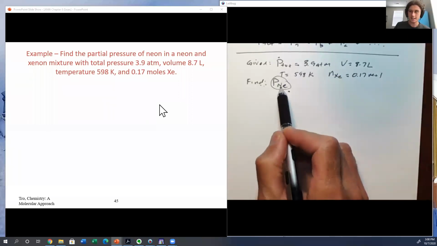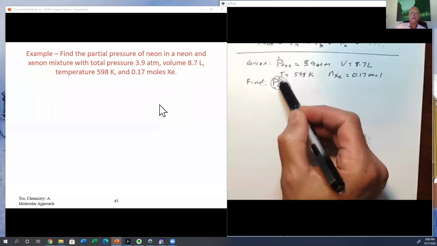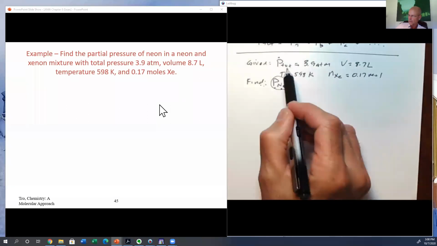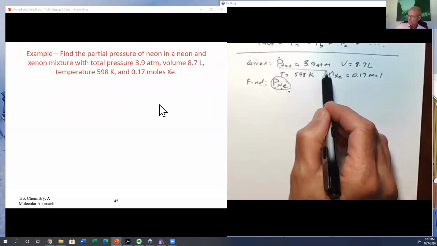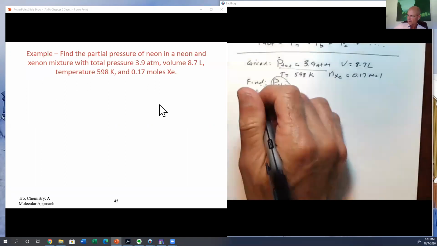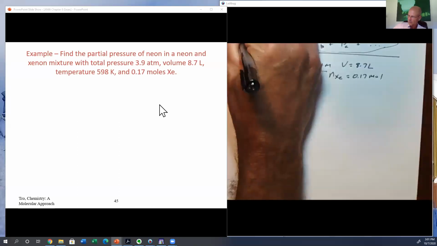Okay. So you have the given and the find, and the first thing you want to do is try to find a relationship between any of those things, right? That's what you're looking for. So notice you have P total and you have the partial pressure of neon. Well, based on this, and by the way, this is called Dalton's law of partial pressure.